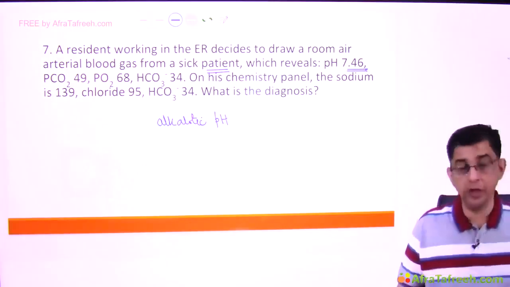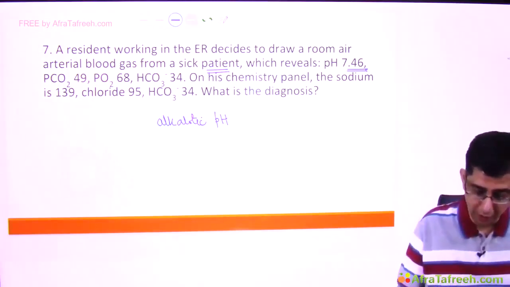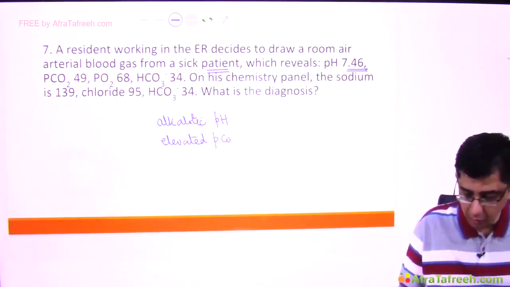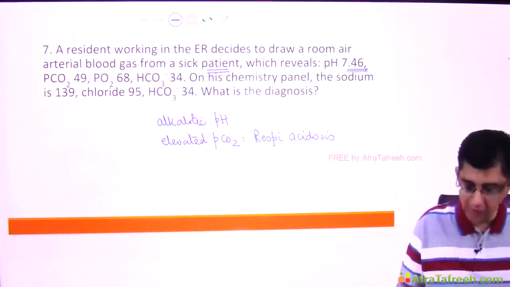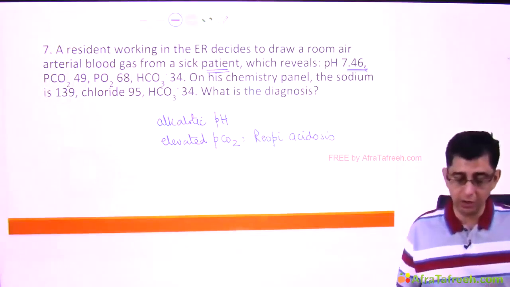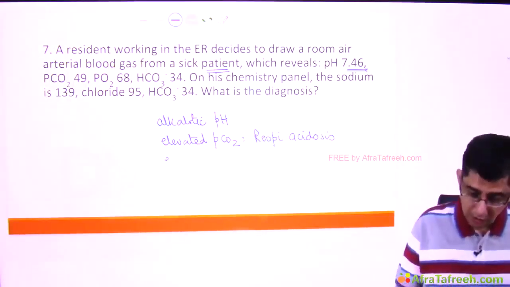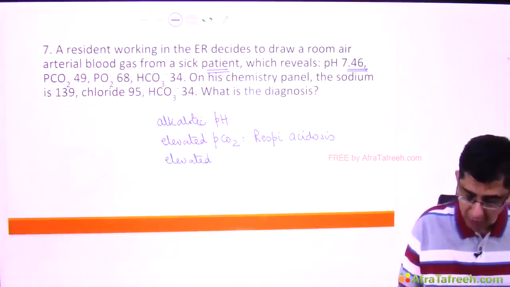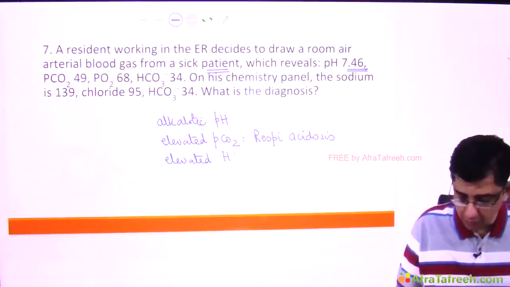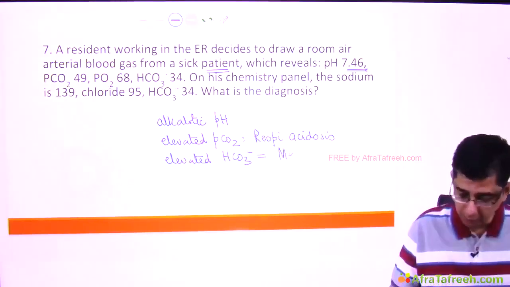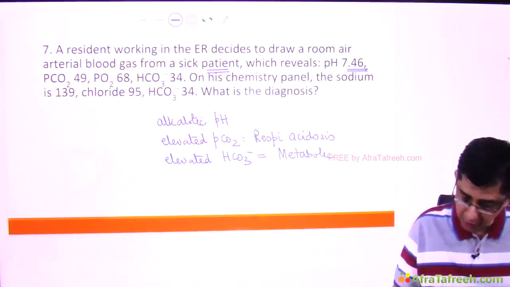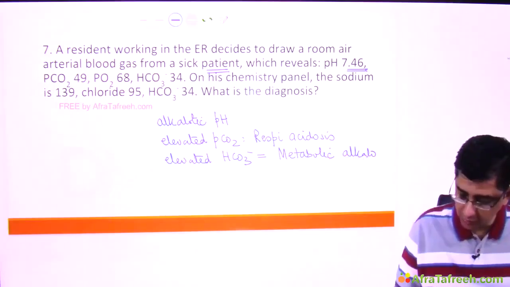In this patient with alkalotic pH, when I look at the value of CO2, it is an elevated PCO2. Elevated PCO2 does not explain the alkalotic pH of the patient, because elevated PCO2 should cause a respiratory acidosis, and this patient is rather having alkalotic pH, so carbon dioxide is not the cause. This patient has an elevated bicarbonate of 34. That means the main reason why he is alkalotic is the metabolic alkalosis component.